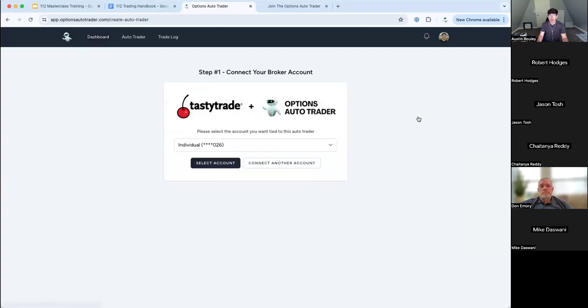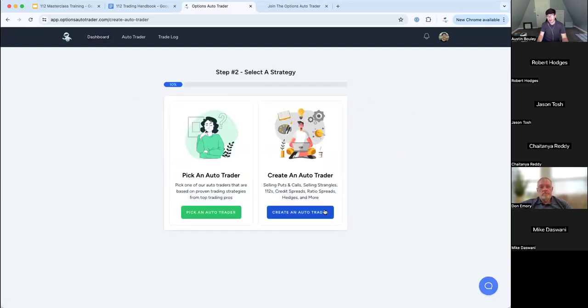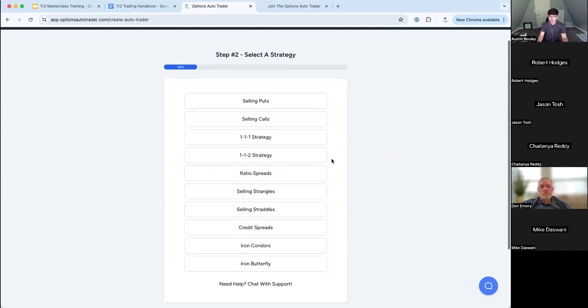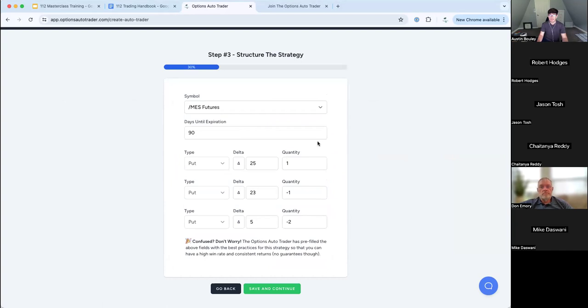Click on create an auto trader, connect your broker account, and then we're going to create an auto trader from scratch so I can show you how you can customize this. Again, we can do so many different types of strategies, but today we are talking about the 112, so we're going to pick that. Now, let's structure this trade. Remember how I talked about, based on your account size, whether you should be trading MES or ES? This is what you would look at.